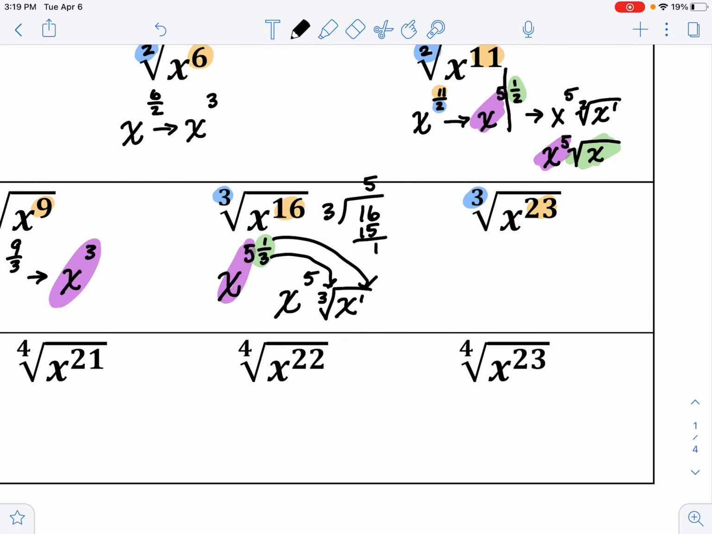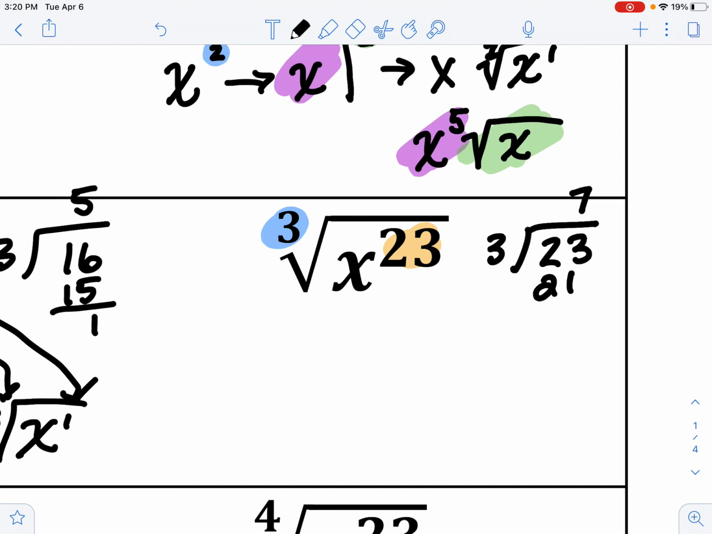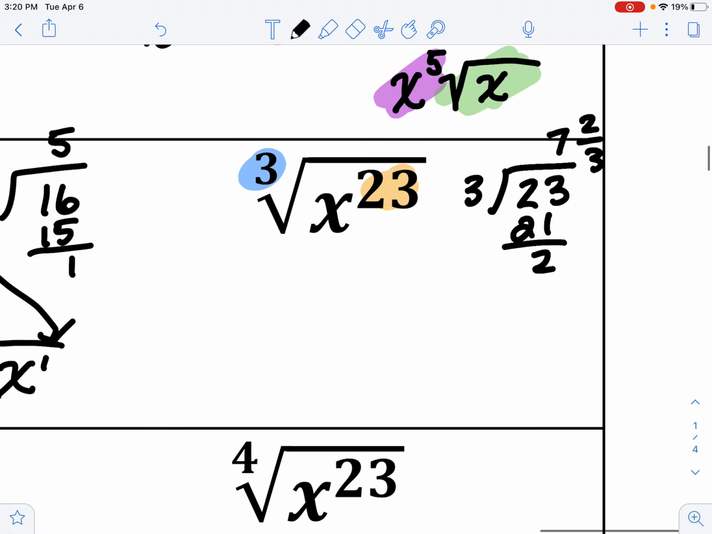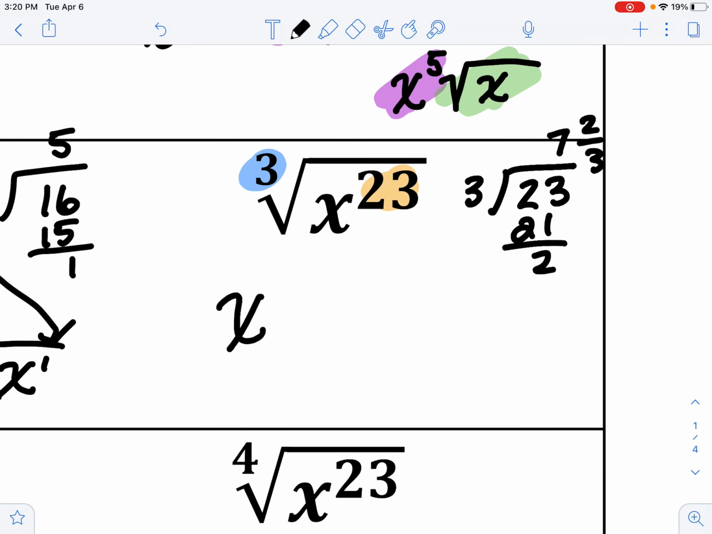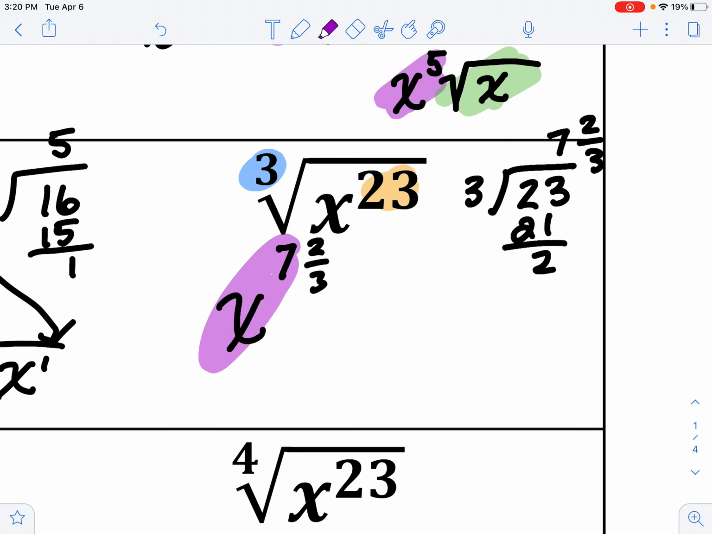3 is not a factor of 23, so we're going to have to figure out the mixed number. So 3 goes into 23 7 times with 2 left over. So 7 2/3. So that means this would be x to the 7 2/3, but we're not allowed to do that. So we've got this part that's x to the 7th, and this part that's x to the 2/3.